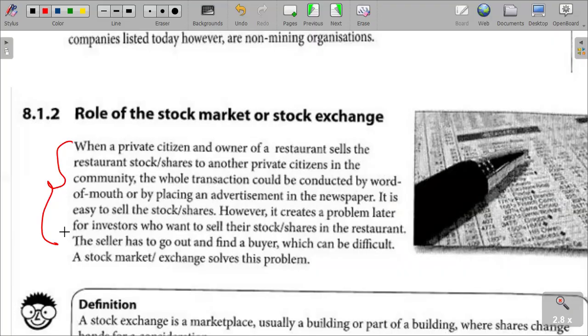What happens is that when shares are sold at an individual level, whereby individuals are selling and buying shares, it is always a problem because there is quite a lot of monotonous, tiring work, which is handled scientifically through the stock market or the stock exchange. So the stock exchange eliminates the difficulties in the buying and selling of shares. It solves the problems that arise in stock trading. That's what you need to understand.